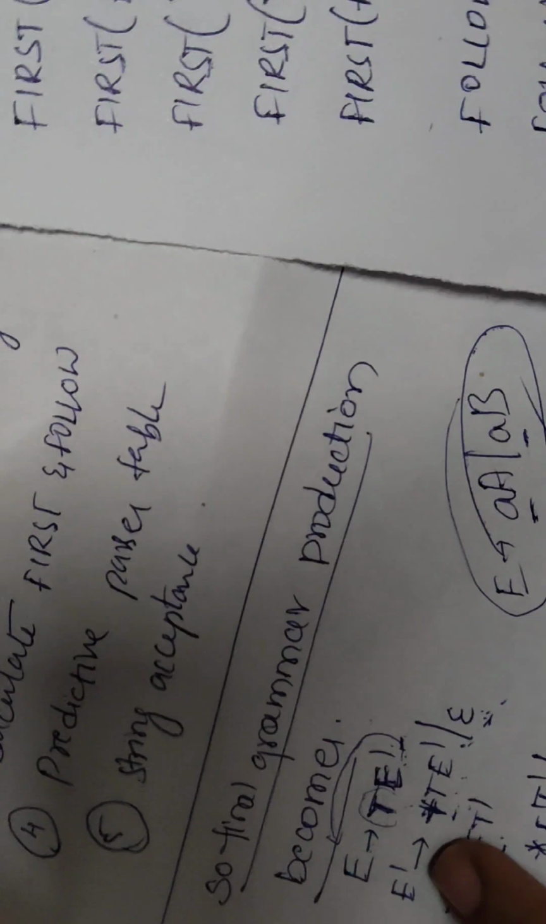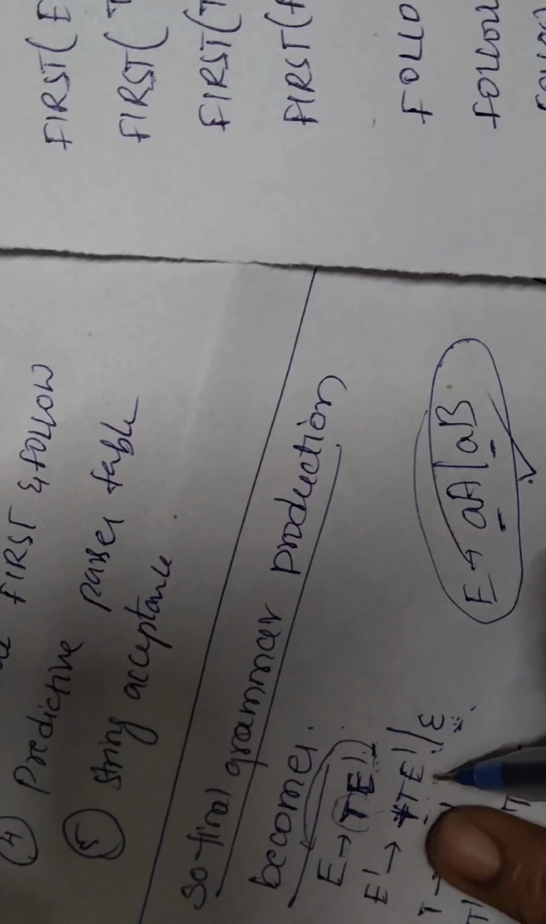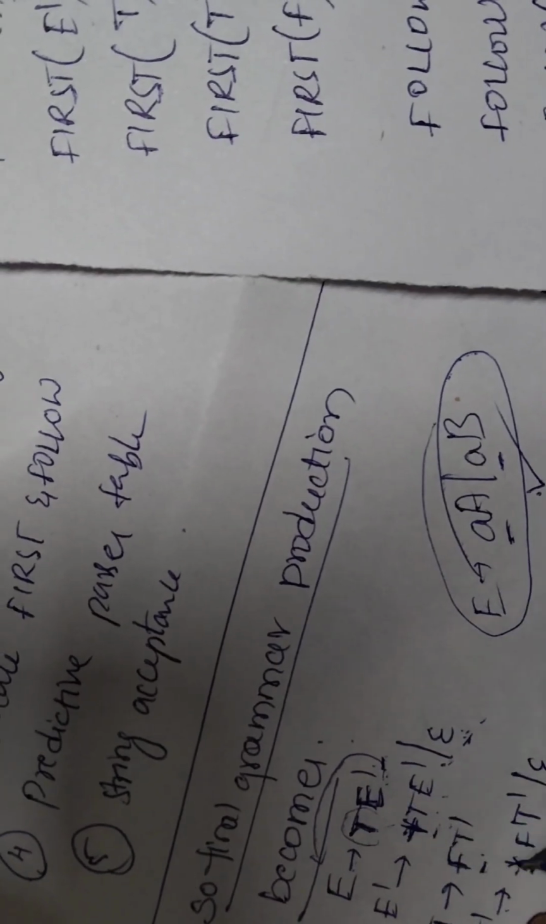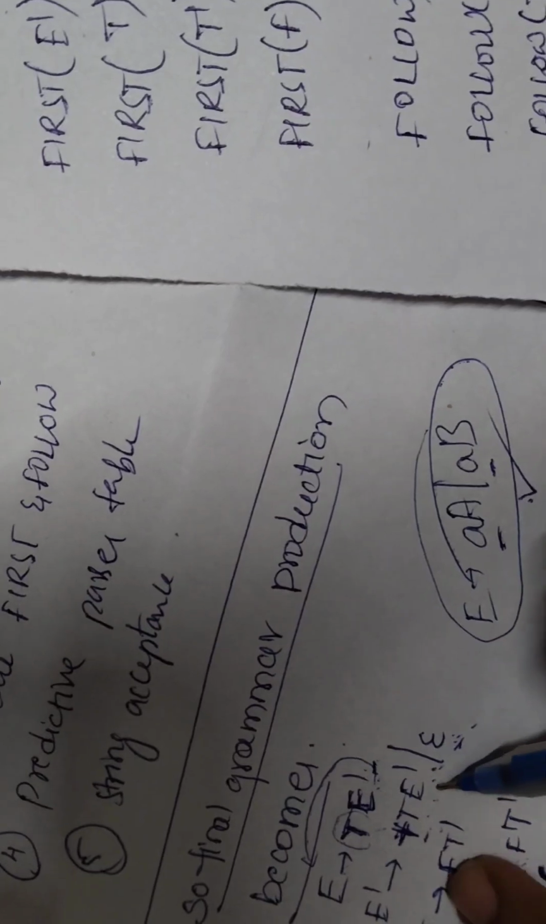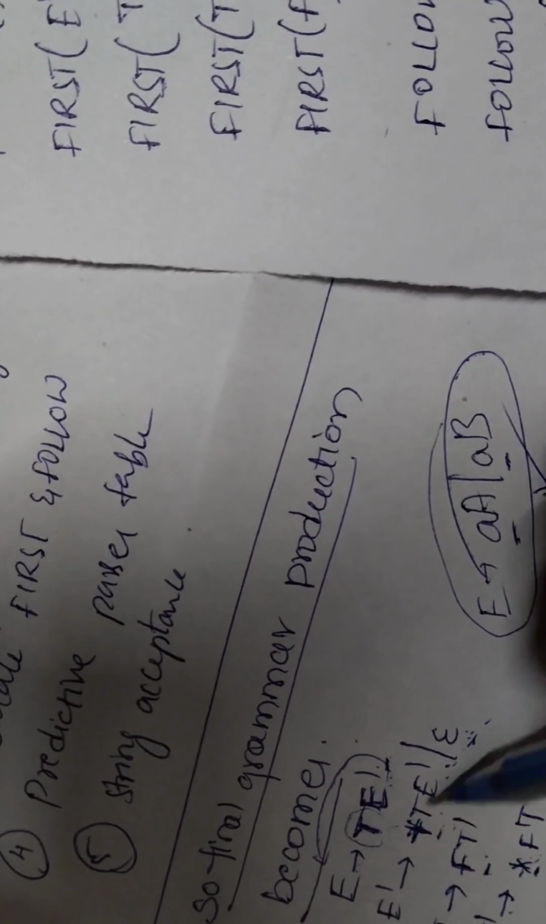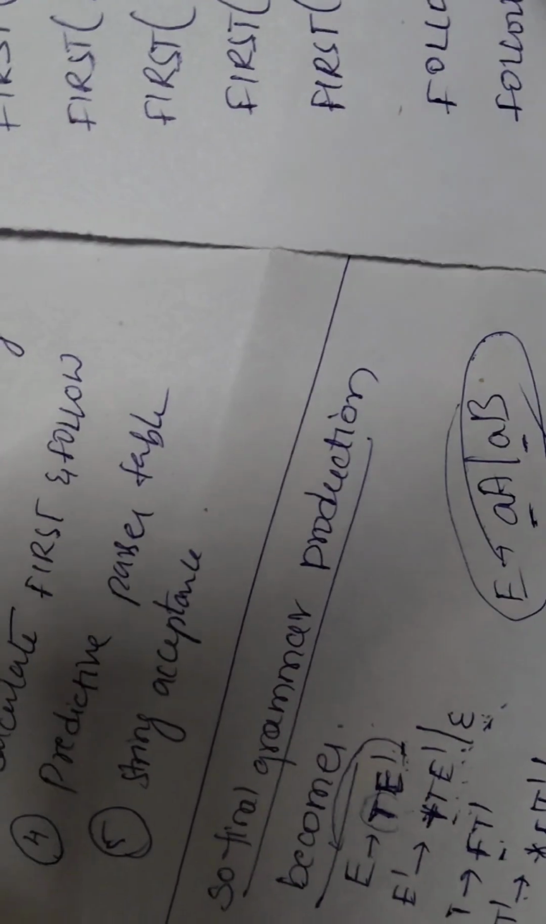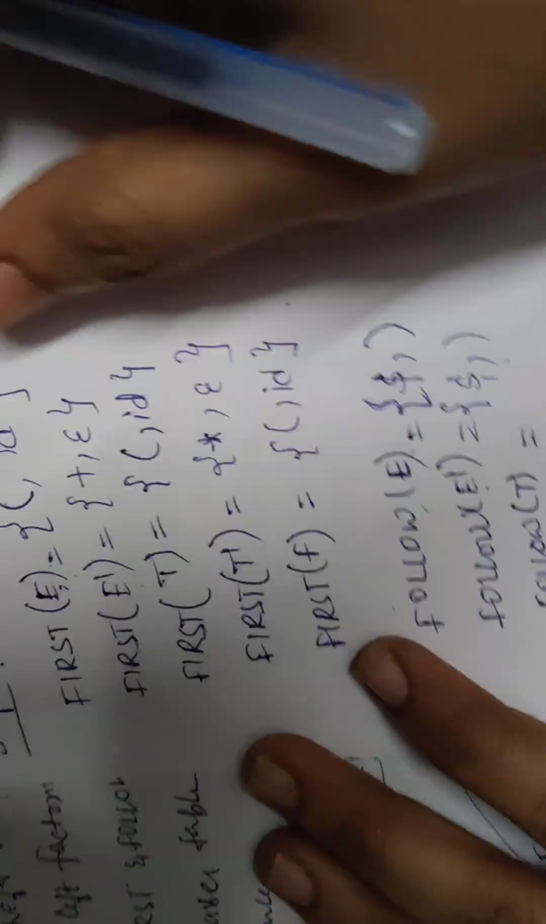Okay. Next. What is follow of E? That we wrote as it is, okay? Next here also see. What is follow of E dash? Follow of E dash is E dash. E dash we have already written. So no need to write it again.